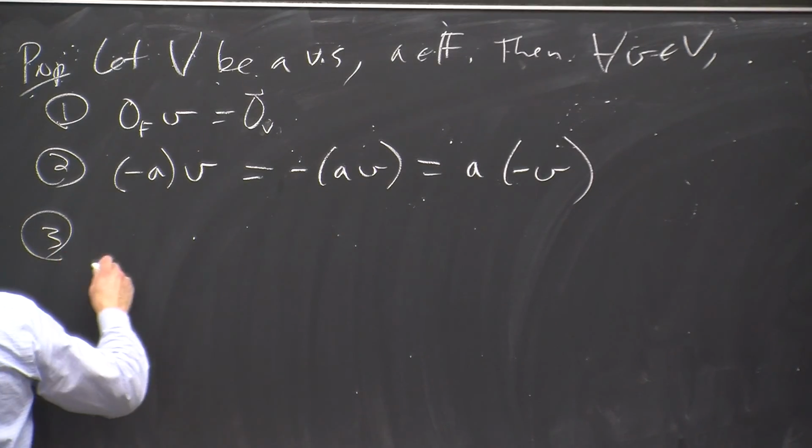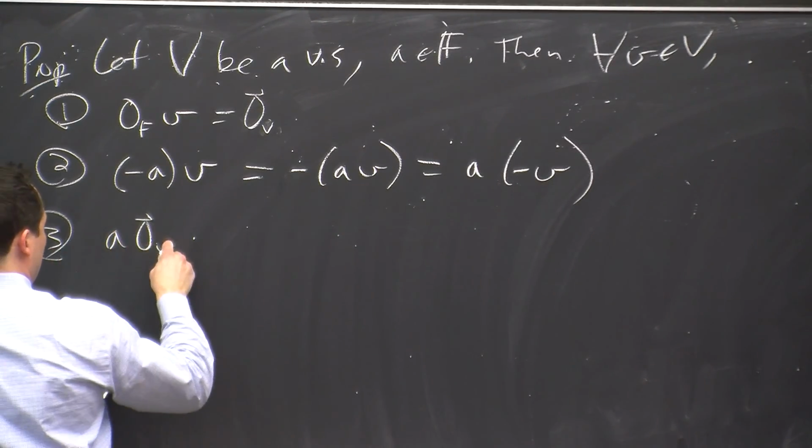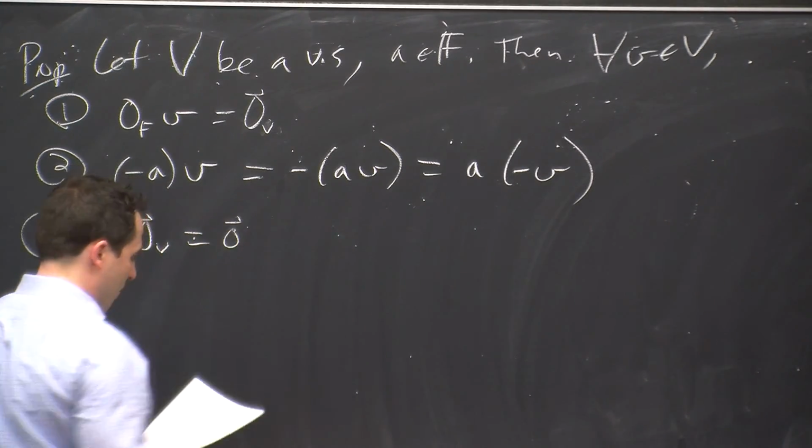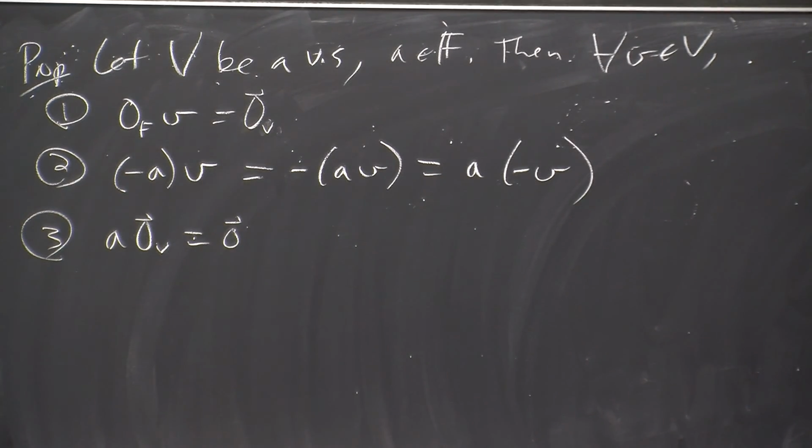And the third thing I want to put in here is that any field element times the 0 vector is equal to the 0 vector. Okay. So let's start with the first one.